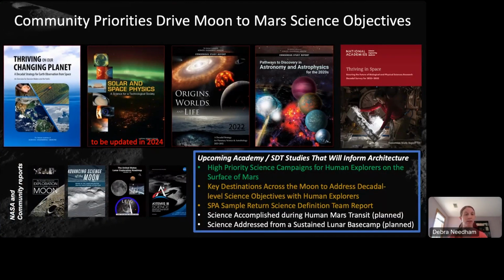And we start with the community. We want to hear from you, the science community, on what those objectives would be to help us plot out how we want to strategically address all of these objectives going forward. So we go primarily to the decadal reports from each of the science divisions across SMD and update as we need to with those upcoming documents.